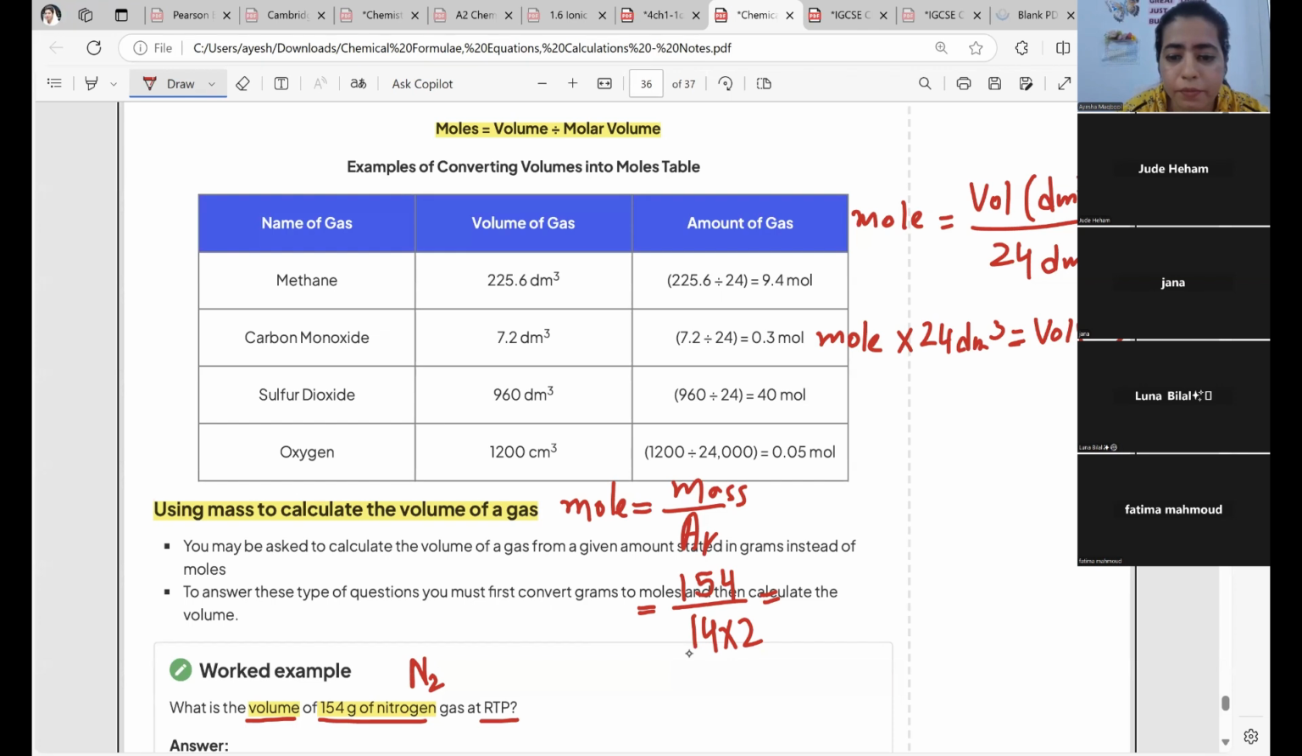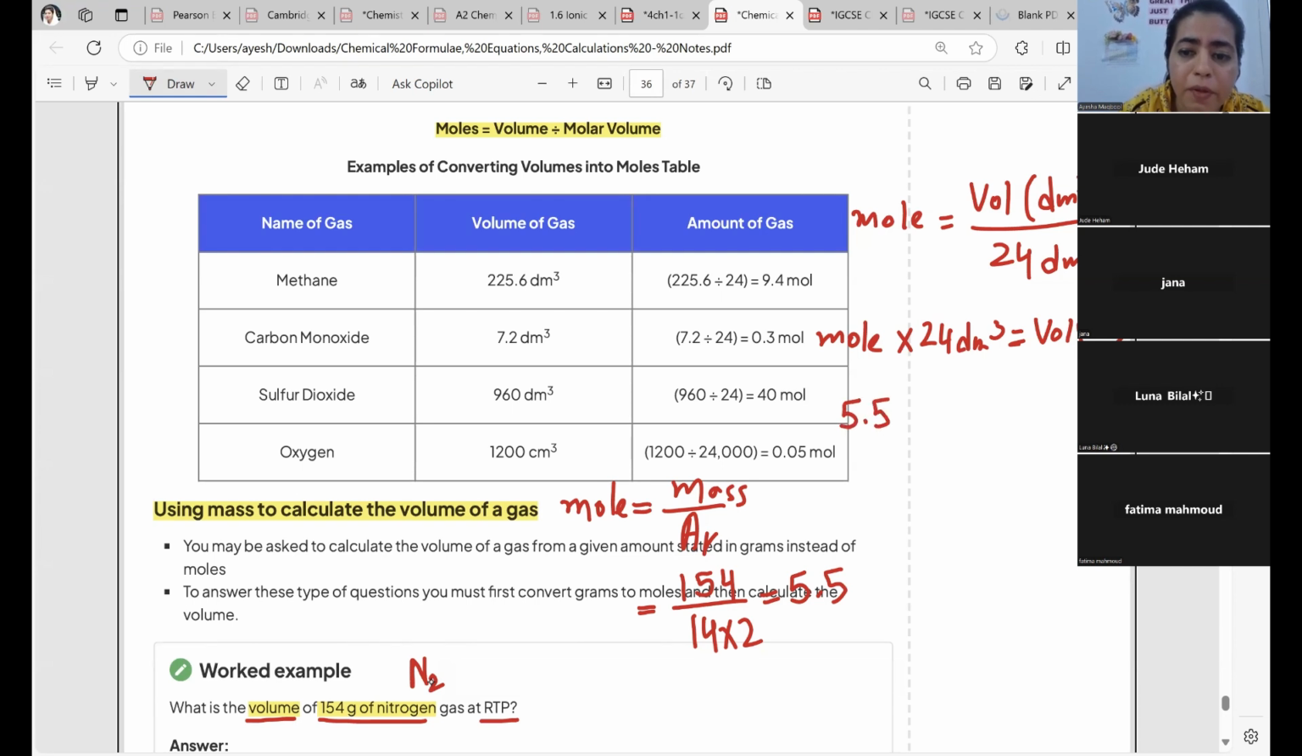Calculate. It's 5.5. How do we know if there is two nitrogens or there's one? Because it's diatomic, it's a non-metal, and non-metals when present in the form of an element, they are present in the form of two atoms. Most of the non-metals. Okay. It's 5.5. Okay. Now apply it here and tell me the answer.